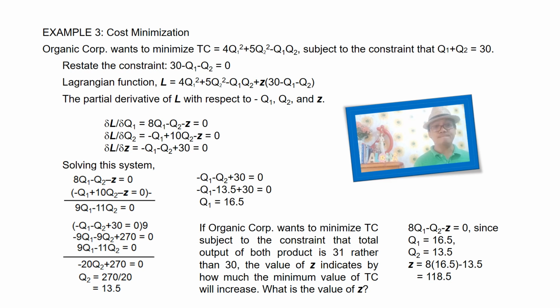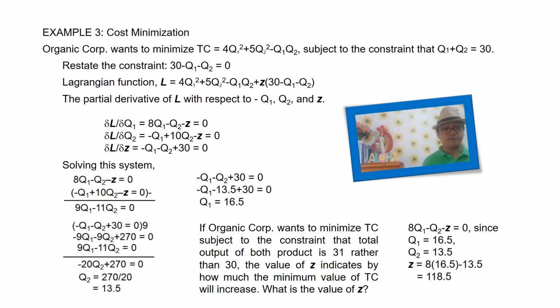Specifically, z measures the change in the variable to be minimized if the constraint is relaxed by 1 unit. If organic corporation wants to minimize TC, subject to the constraint that total output of bulk product is 31 rather than 30, the value of z indicates by how much the minimum value of TC will increase. What is the value of z? So the value of z is simply 118.5.